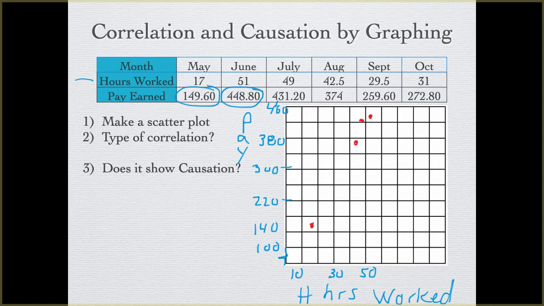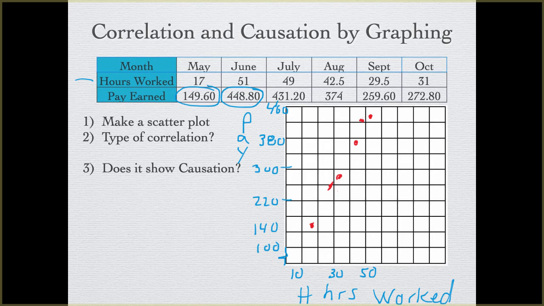29.5 is going to 259. It's going to be just a hair below the line, so right around there. And 31 goes to 272.80. That's 260, so 272 would be up in here. These points are really close. But we have a table so we know where the points are, even though we're eyeballing them when we put them on our chart. Make sure your points are close.